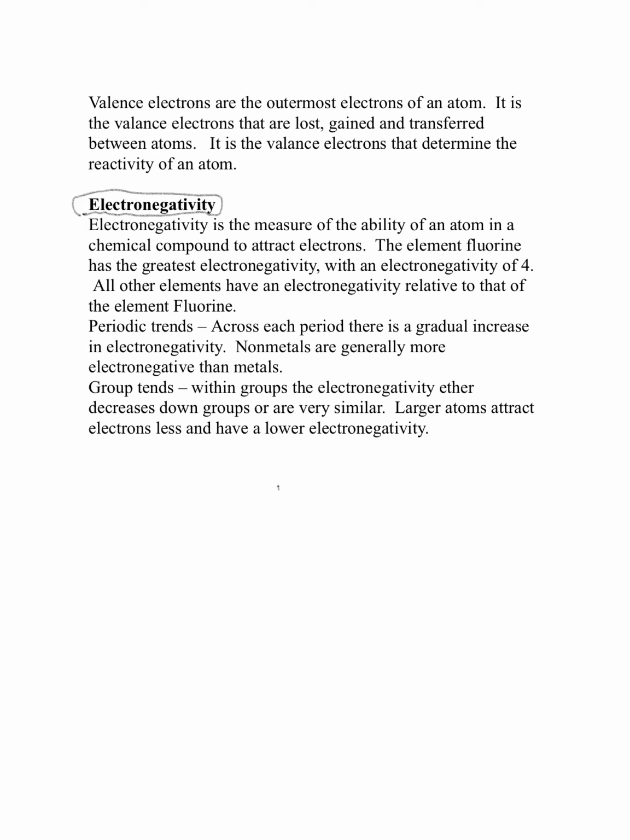Periodic trends: across each period there is a gradual increase in electronegativity. Nonmetals are generally more electronegative than metals. Group trends: within groups, the electronegativity either decreases down the group or is very similar. Larger atoms attract electrons less and have a lower electronegativity.